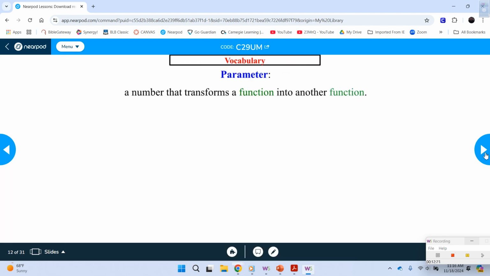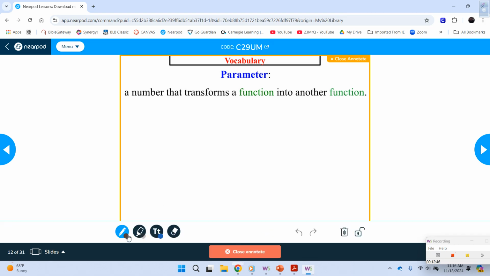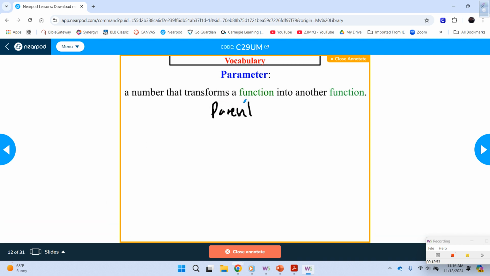So, write this down in your notes. Parameter. What is it? A number that transforms a function into another function. Write that down. Parameter. A number that transforms a function into another function. All right? Underneath that, I'm going to give you the first 3 parent functions that we're going to be using. Parent function.